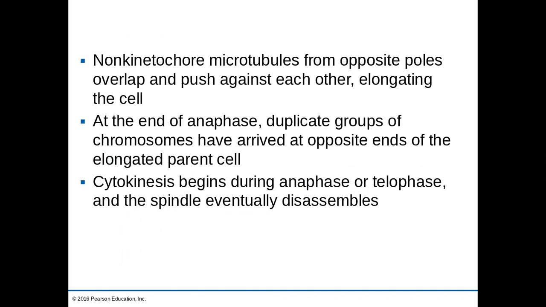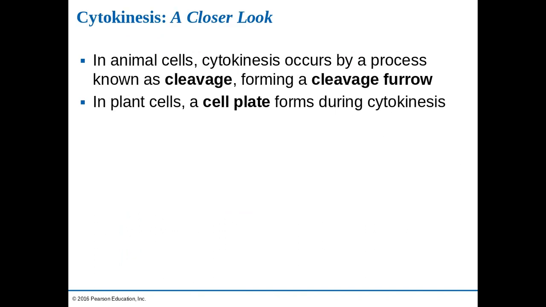Now, at the end of anaphase, we see that the duplicate chromosomes have now arrived at opposite ends of the parent cell, and then cytokinesis can begin. And cytokinesis may begin during anaphase, or it could begin during telophase, and then the spindle disassembles like we saw in telophase. So now moving on to cytokinesis, in animal cells and plant cells, cytokinesis happens differently.